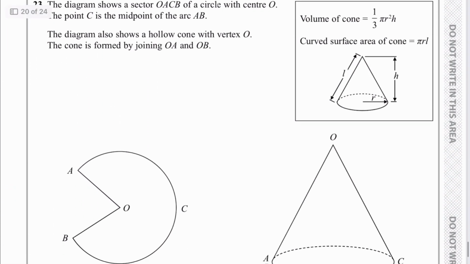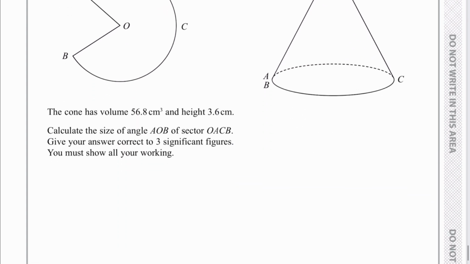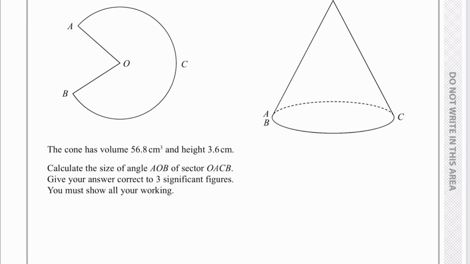Let's move on then to question number 23. Now this one is going to take a little bit of time to work through because there's quite a lot of words that go with it. Please do stop the video and have a go at each of the questions. Okay, so what we've got there is effectively a sector of a circle which has now been made into a cone. Now what it tells you is that the cone has a volume of that and a height of 3.6.